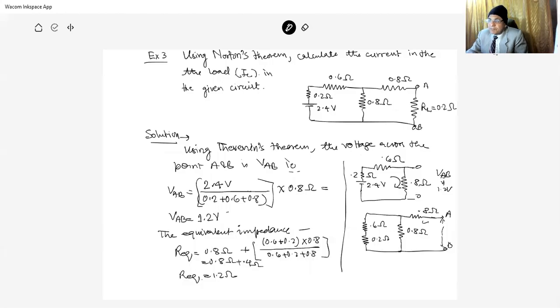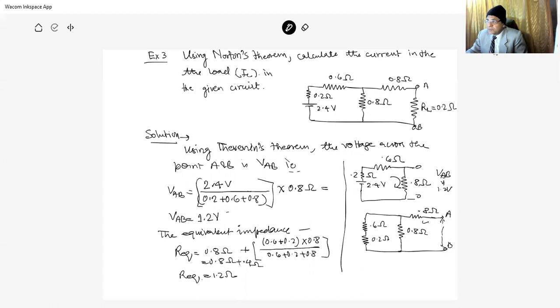Now we see problem 3. Using Norton's theorem, calculate the current in the load IL in the given circuit. This circuit is given, and from this circuit we have to calculate the Norton current IN. So we, using Thevenin's theorem, find the voltage across the potential AB.